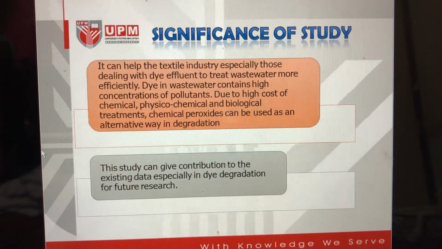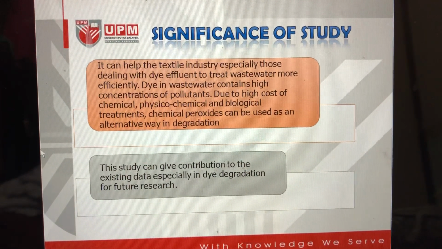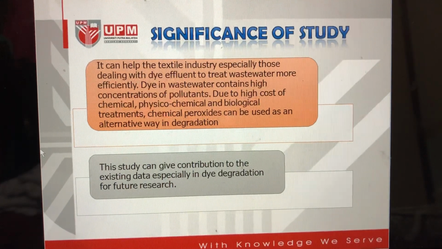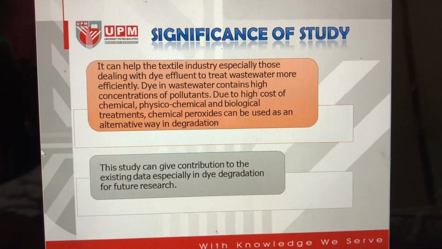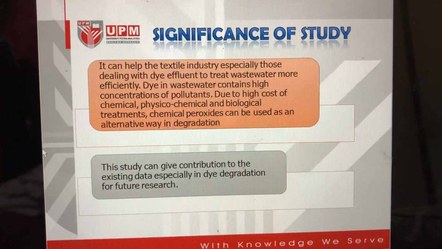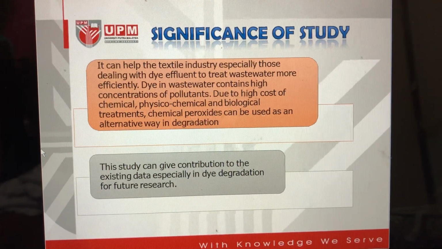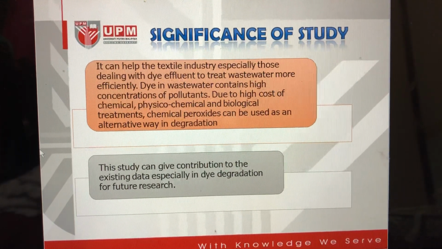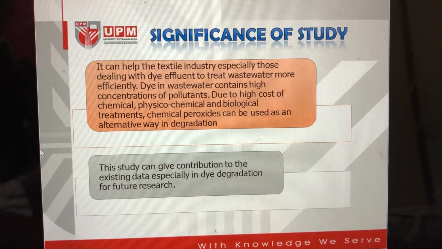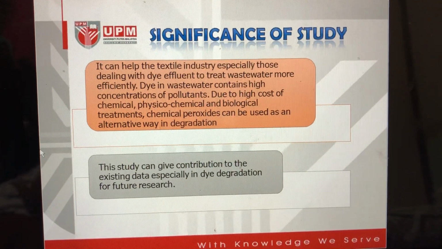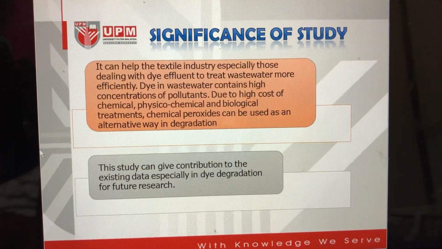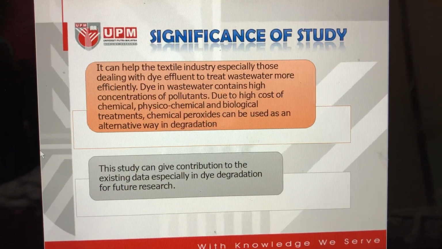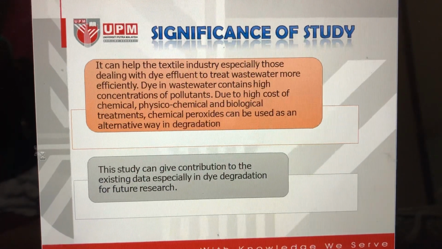This study can help the textile industry, especially those dealing with dye effluent, to treat wastewater more efficiently. Dye in wastewater contains high concentration of pollutants. Due to the high cost of chemical, physicochemical, and biological treatments, chemical peroxides can be used as an alternative way in degradation of methylene blue. Other than that, this study can give contribution to the existing data, especially in dye degradation for future research.